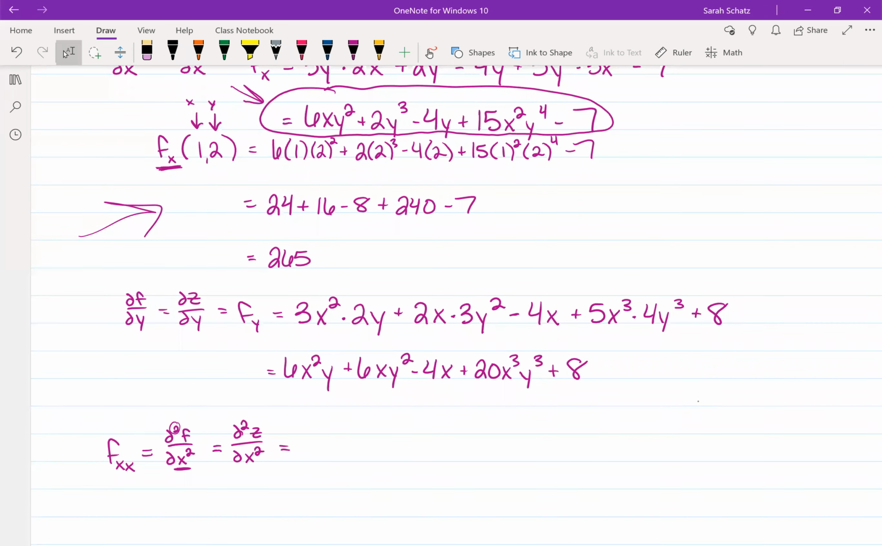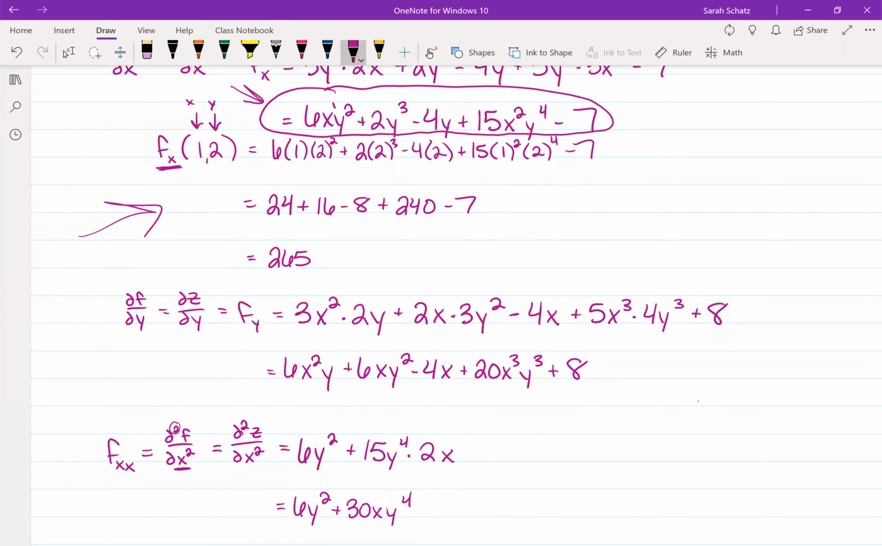Okay, with respect to x, 6 and the y squared are coefficients on this x, so those come down. The 2y cubed goes away because it doesn't have an x in it. The same with this minus 4y. Now, this term here, with respect to x, the 15 and the y to the fourth are coefficients. Then I'll do the power rule on the x. So I end up with 6y squared plus 30xy to the fourth.